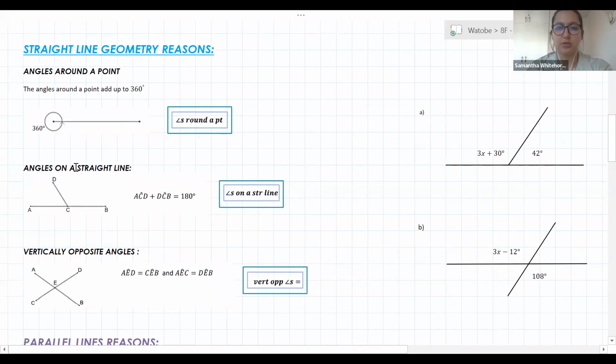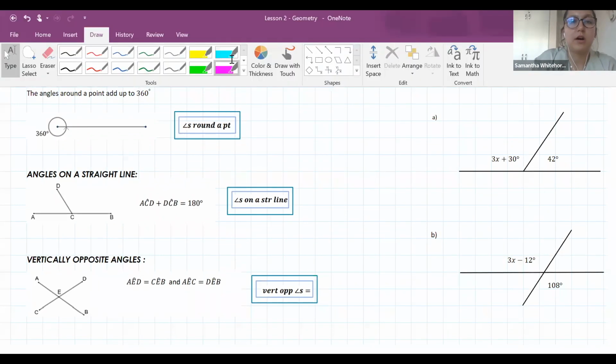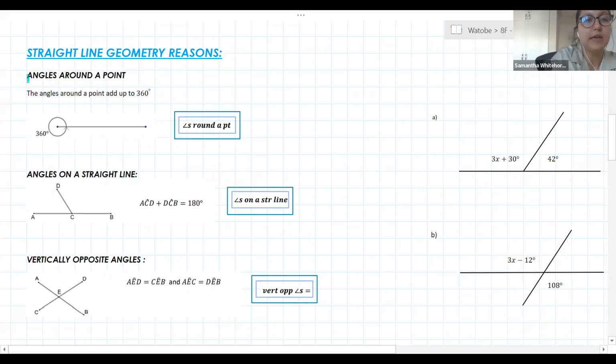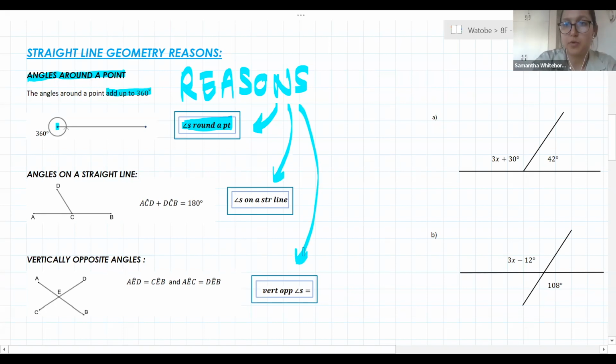So if we start with our straight line geometry reasons, there were 3 that we needed to know. So these reasons are, firstly, angles around a point. The fact that all angles, doesn't matter how many they are, as long as they are around a central point, they add up to 360 degrees. Now, everything in the block here is the geometry reason that we have to give when we've made a statement. So remember, geometry, you always have to give a reason for a statement. These are my reasons in the blocks. Okay. So if you're going to use angles around a point, you use exactly that reason, angles around a point.